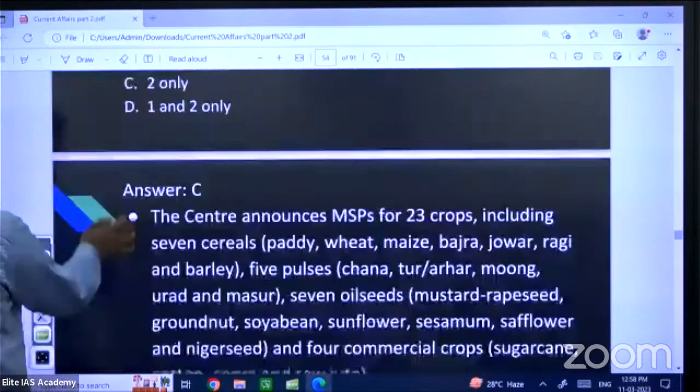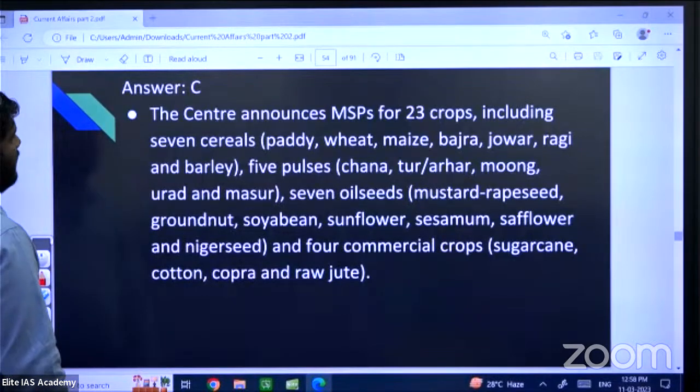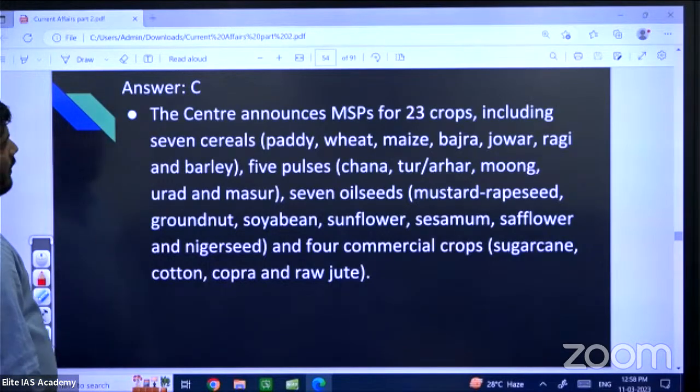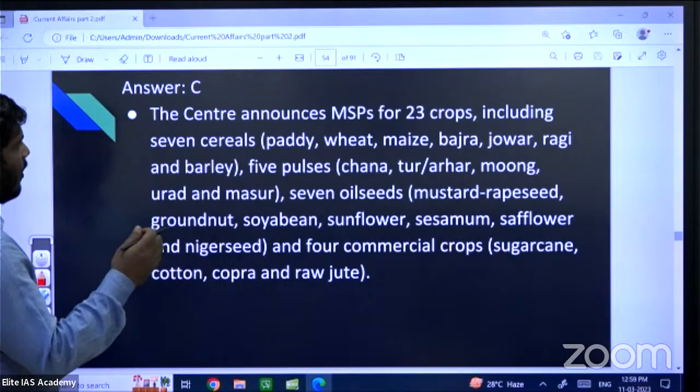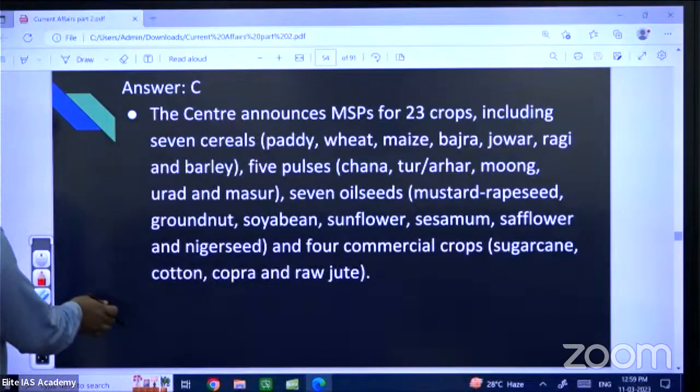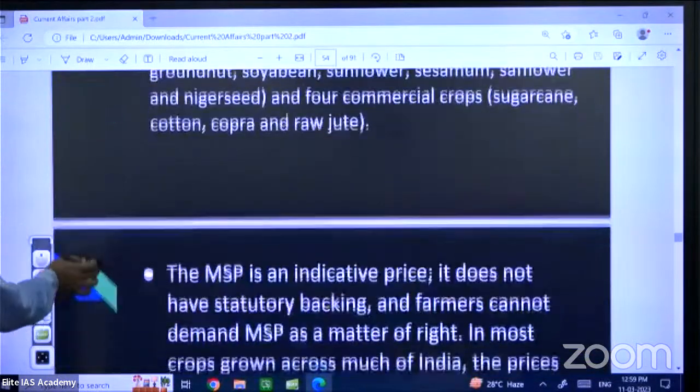Moving to the next. You can see here the center has announced MSP for 23 crops. You can note this down because UPSC can ask which are the crops covered under MSP, and they can give you four options. So you should know the names of all 23 crops under MSP. Okay. So this you can read here. Moving to the next question.